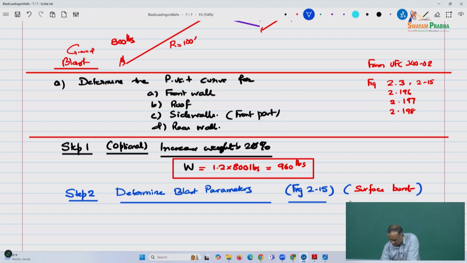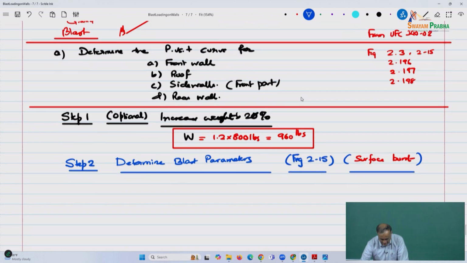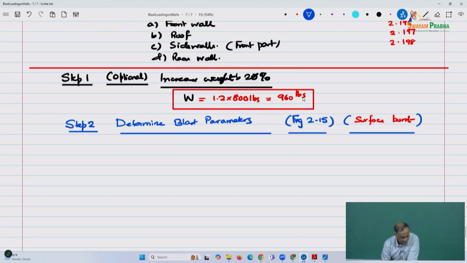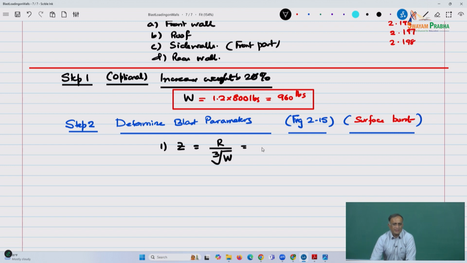I should say that a better term is surface air burst versus surface burst. Start with Z, which is your R divided by cube root of W. This afternoon, I was talking with Professor Aragappan about the same problem. Instead of doing it yourself, since there are so many references to be done, we thought we might pair you up and you can do the tutorials this afternoon. I think you'll still get the same out of it because there's a lot more work involved. So this is 100 feet divided by cube root of 960 pounds.